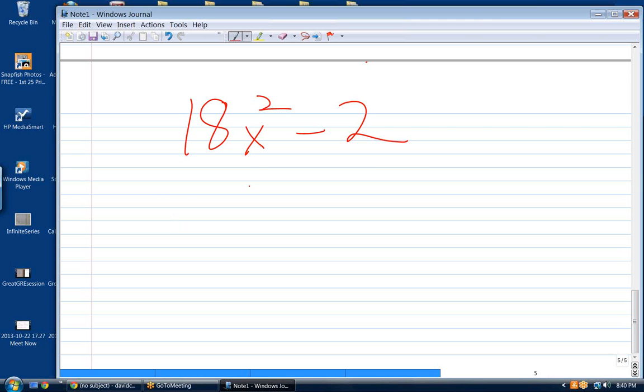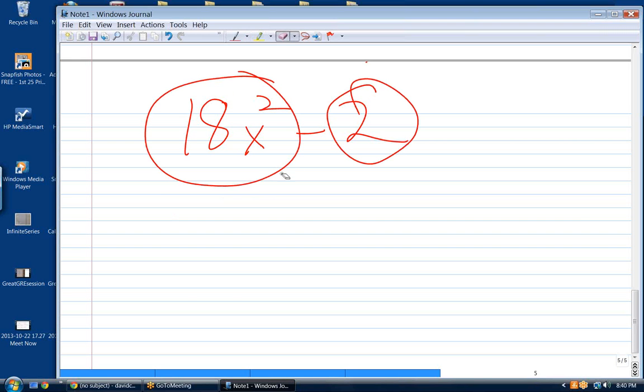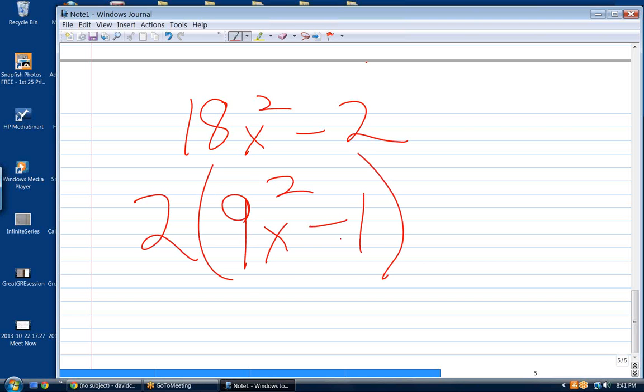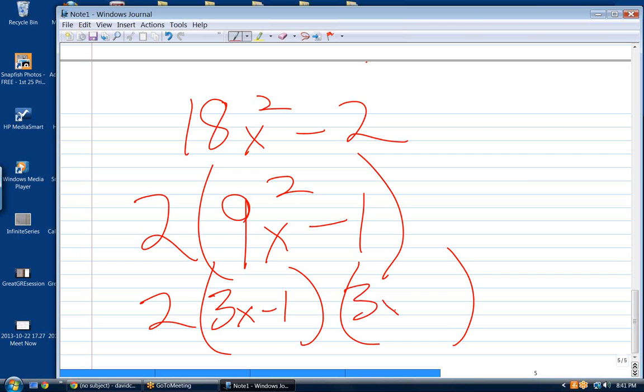Looks like it would be the difference of perfect squares, but that's not a perfect square, and that isn't a perfect square. No. But is there a greatest common factor? 2. Now what is this? Then you can keep going, and then it's perfect square. It's already a perfect square. In other words, 9x squared minus 1 is 3x minus 1 times 3x plus 1.